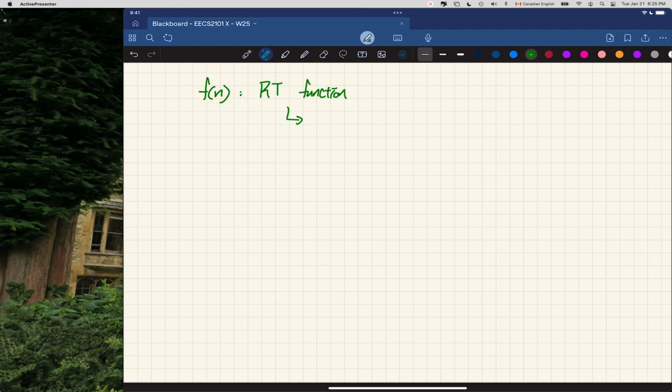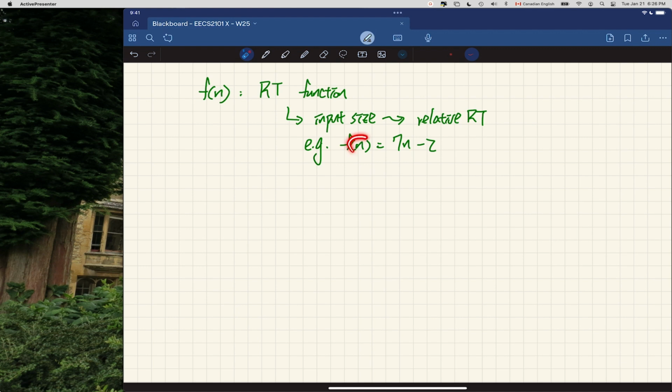What we got is an input size, which is an integer, and it's going to return some relative running time. For example, you got f of n equals 7n minus 2. So it will take some input and return an output, f of n. That's one thing you have to know. Usually when you see f of n, that's the candidate function to argue something about.